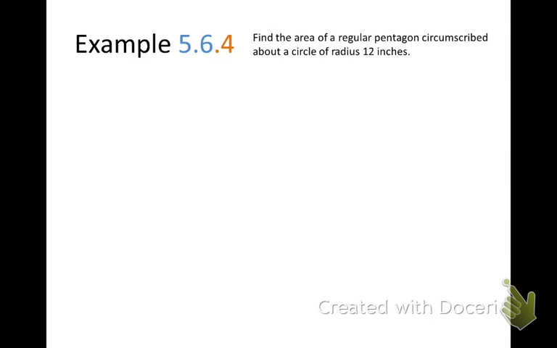For this example, I want you to find the area of a regular pentagon circumscribed about a circle of radius 12 inches. Now, you guys probably remember from geometry, maybe, that was a couple years ago, I guess, but we used to find the area of polygons by cutting it up into little triangles and finding the area of each triangle, blah, blah, blah, right? And it was a lot of work. Do you guys remember that?